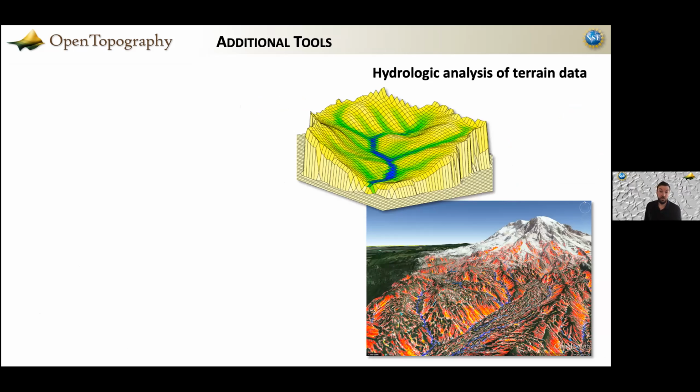You can also do things like hydrologic analysis of terrain data. This is a tool that's already in OpenTopo, the TauDEM tool. It does hydraulic routing. It's a little bit like ArcHydro for those of you who are familiar with that tool set. This is available for 3DEP.